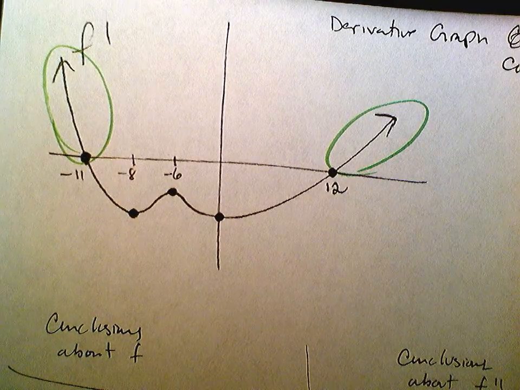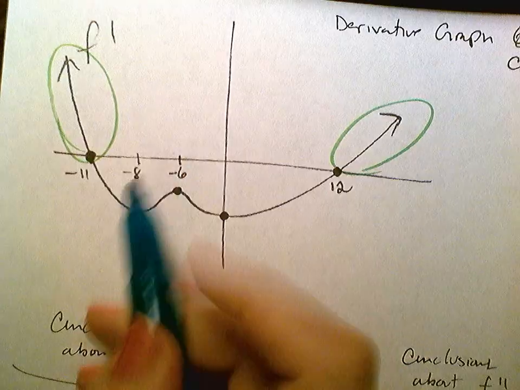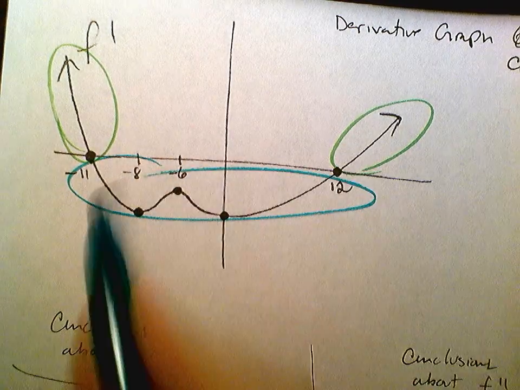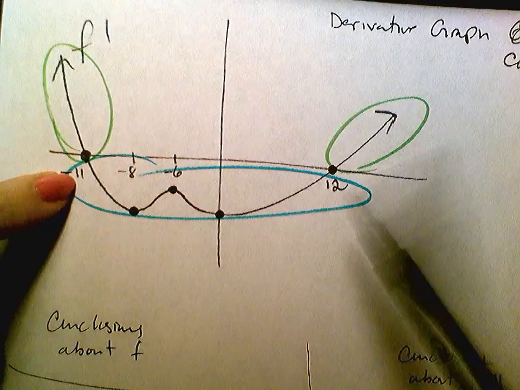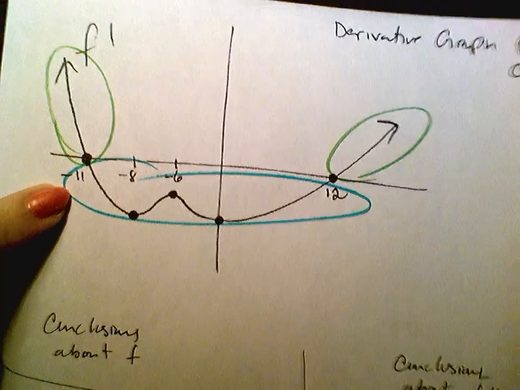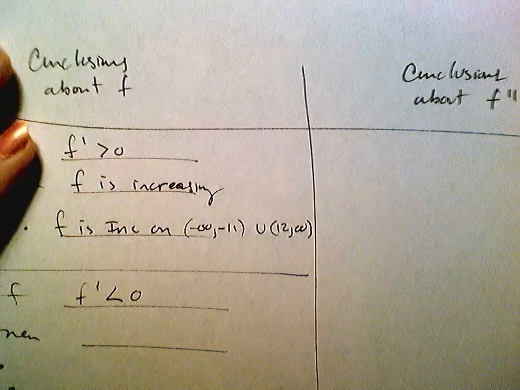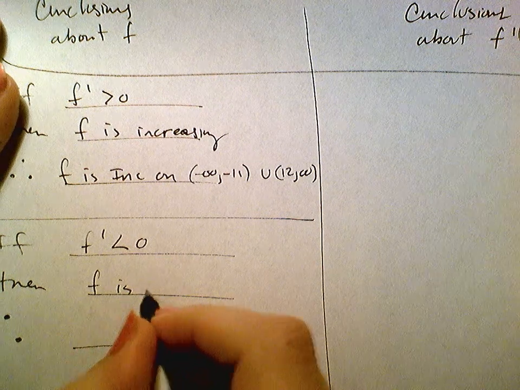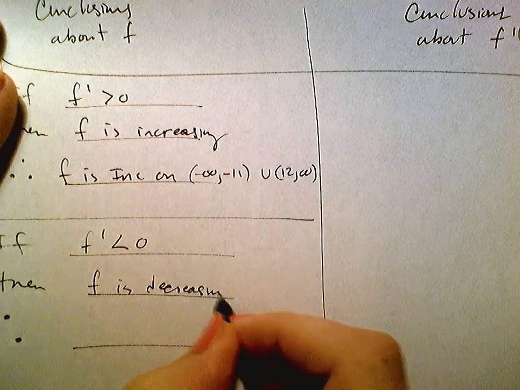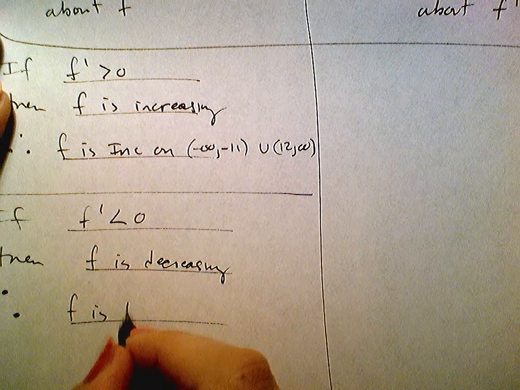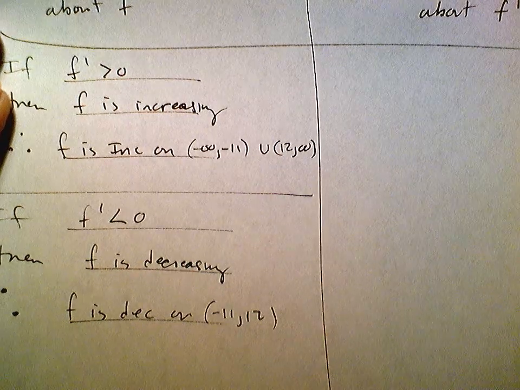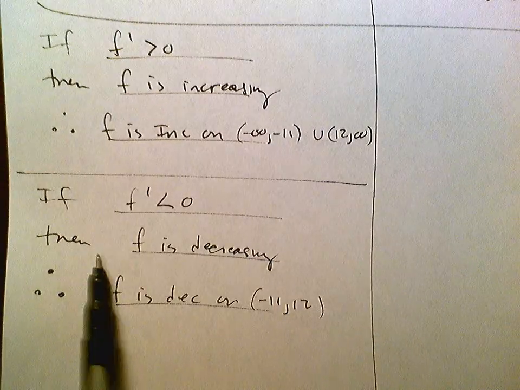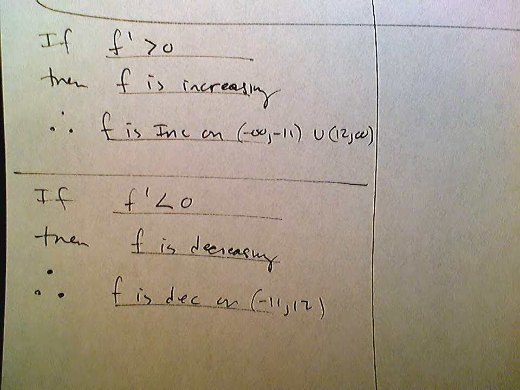And where is f prime less than 0? All of these sections here. So that's where the graph of f prime is below the x-axis, so it's less than 0. So from negative 11 to 12. Okay, so if f prime is negative, then f is decreasing. Therefore, f is decreasing on this interval from negative 11 to 12. So if f prime is less than 0, then f is decreasing. Therefore, we got that. Okay, so let's see if we can make another conclusion.